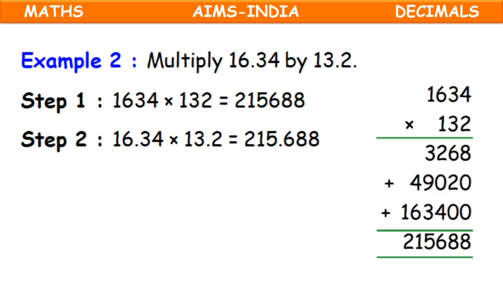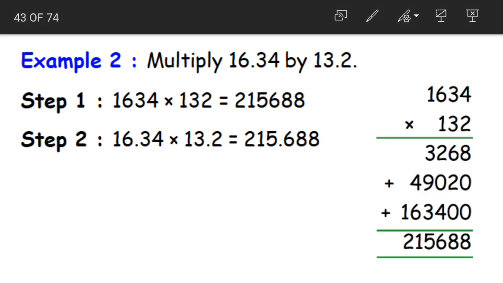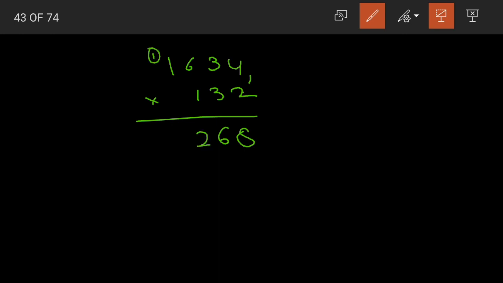Multiply 16.34 by 132. 1634 into 132. First let us multiply them as it is without any decimal point. 2 fours are 8, 2 threes are 6, 2 6 are 12, 1 carried, 2 ones are 2 plus 1, 3. For the next digit 3, we have to place 1 0 first. 3 fours are 12, 2 here, 1 carried. 3 threes are 9 plus 1, 10, 1 carried. 3 6 are 18. This was from the previous, so I'll erase here. Yes, 3 6 are 18 plus 1, 19. 1 carried. 3 1s are 3 plus 1, 4.